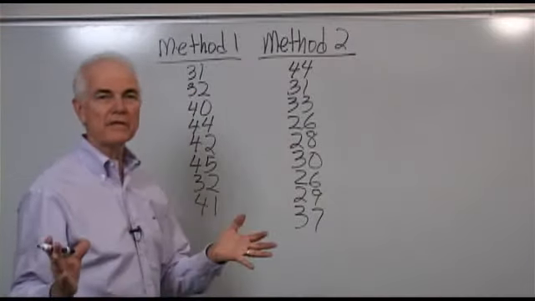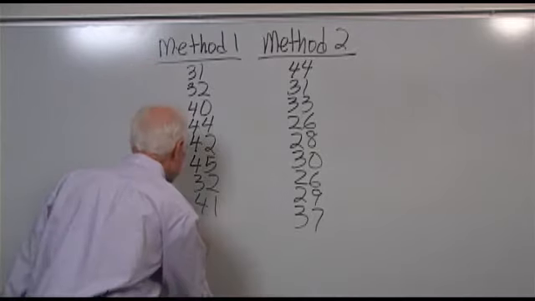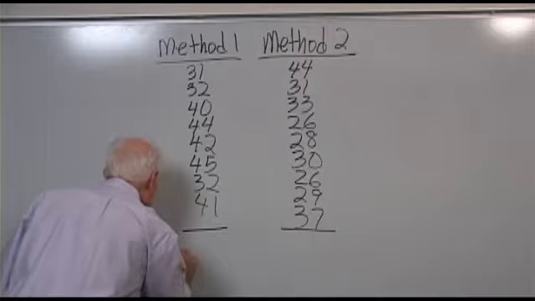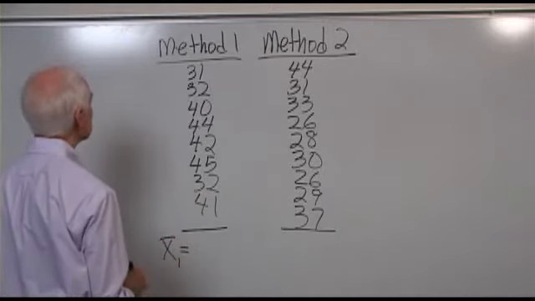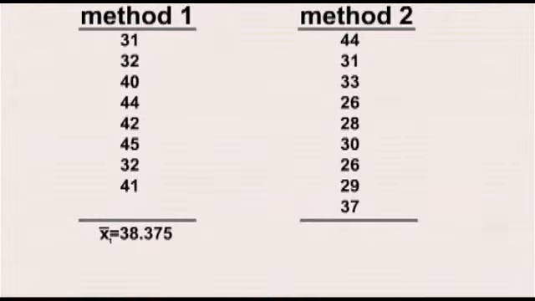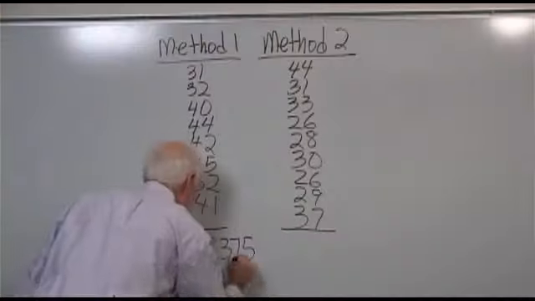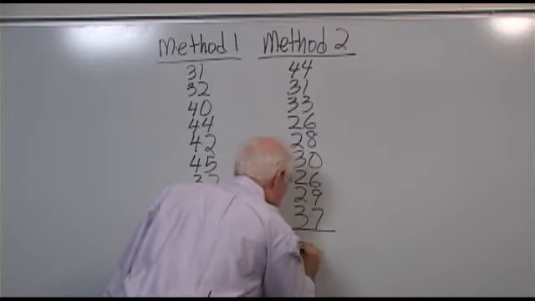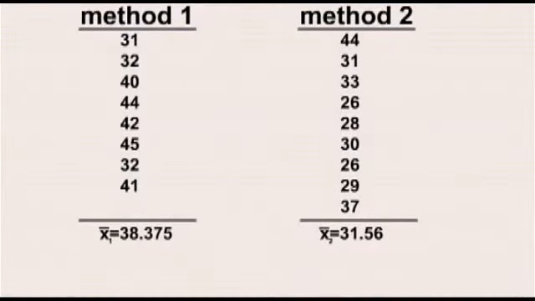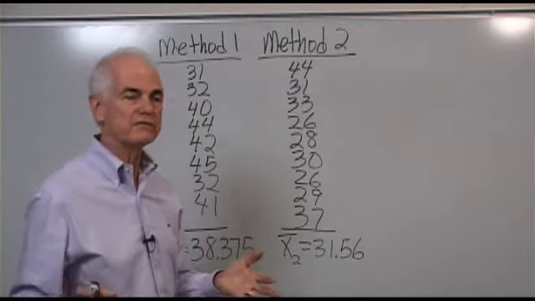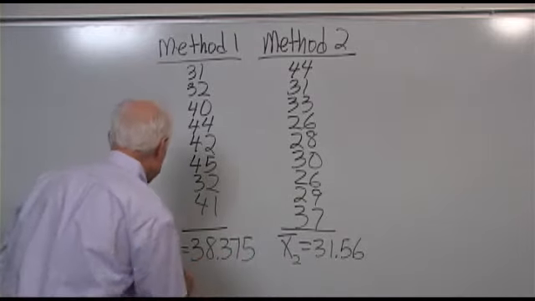Now, as soon as we gather the data, nearly the first thing we need to do is compute the sample means. So the sample mean for method 1, for this sample of 8 observations, is 38.375 minutes. The sample mean assembly time for the second group is only 31.56 minutes.